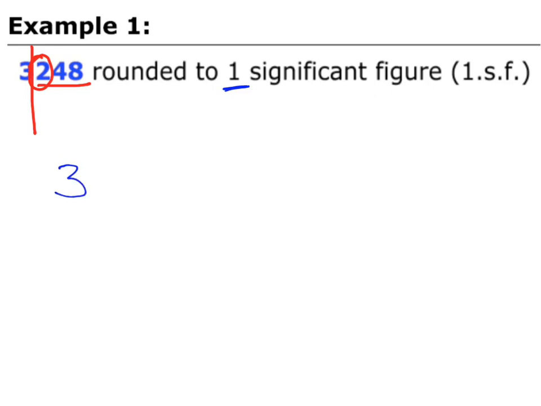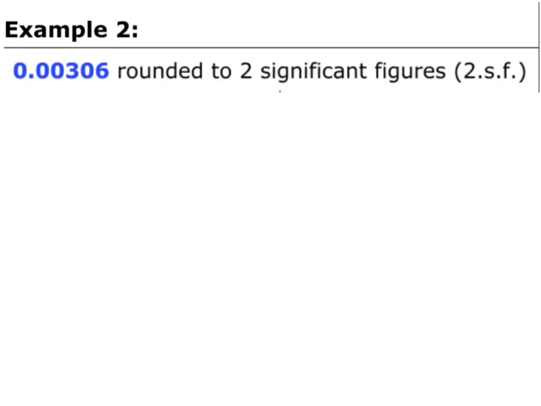Now I can't say $3,248 is approximately $3, because it's not. It's still approximately 3,000. So I need to put some placeholder zeros in there. If I had $3,248 in my bank account, I would be saying I've got around $3,000. I'm estimating it. So that would be one significant figure.